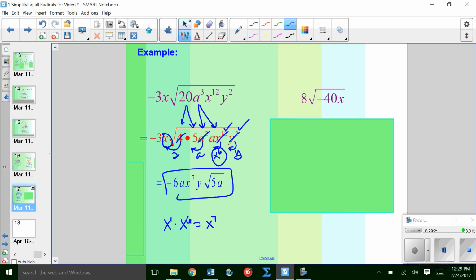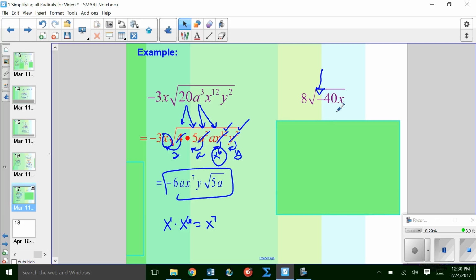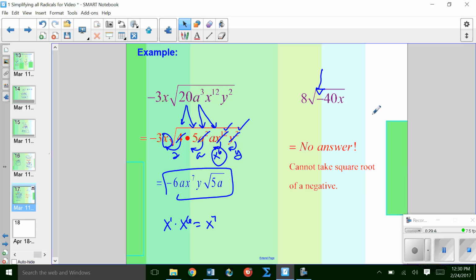Here, this last one's a little bit different. I hope you notice that under this radical, we've got the square root of -40. Because the square root of the number is negative and we don't know what the value of this x is, we cannot take this square root because we don't have enough information to know if this would be a positive or a negative value underneath.